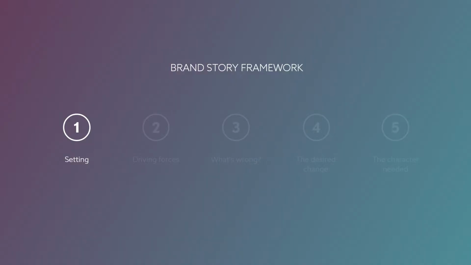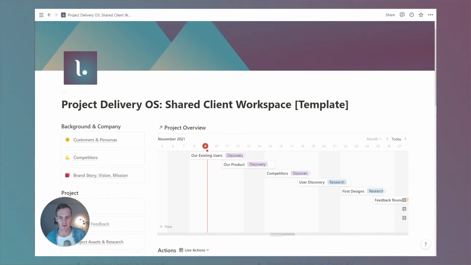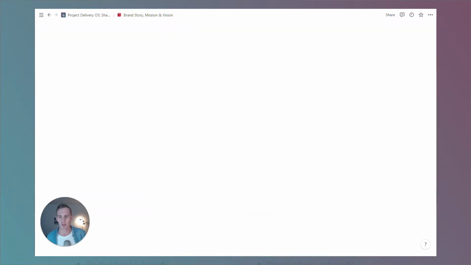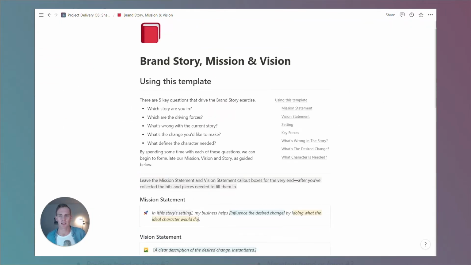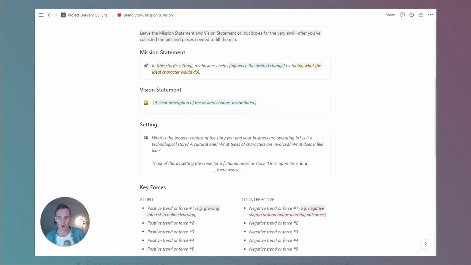This video is part of a larger series covering the Shared Client Workspace OS. So if you have that template, you can find the brand, story, vision, and mission block in the side menu. And if not, you should have the exact same view. So to begin at the top, we have a little overview of the 5 questions that we're going to cover through this exercise. We have a space for our mission and vision statements, which we'll fill in later after doing a little bit more work.